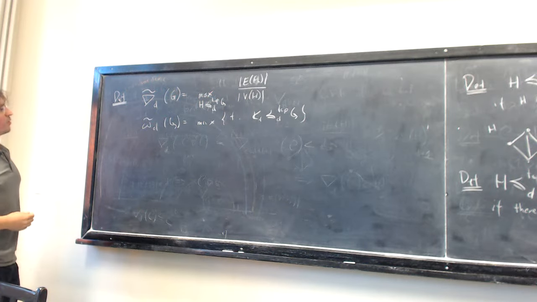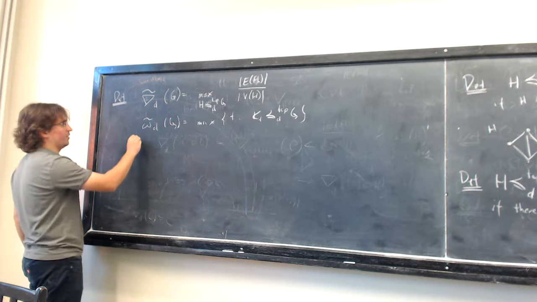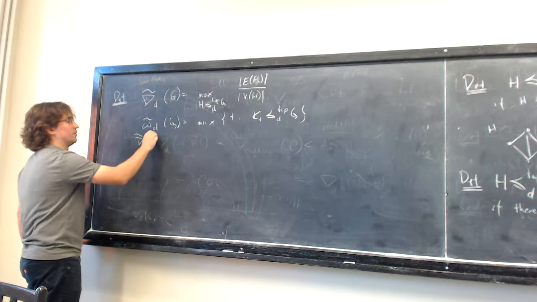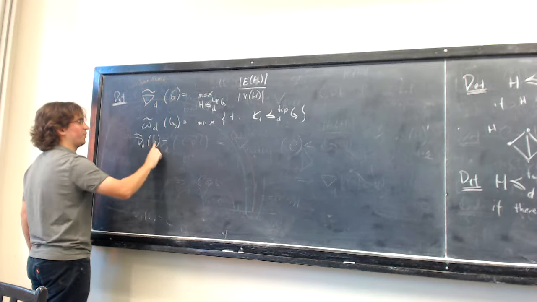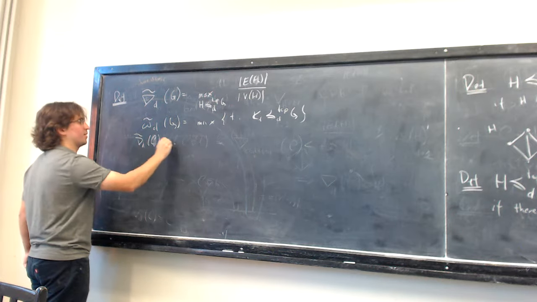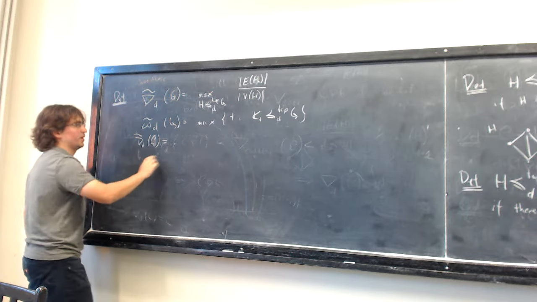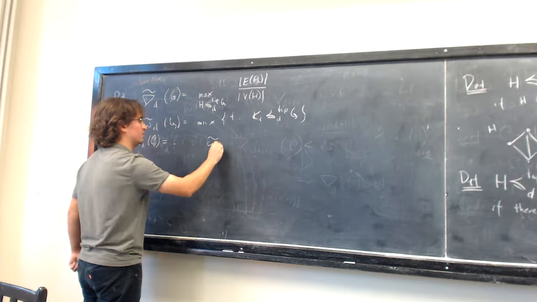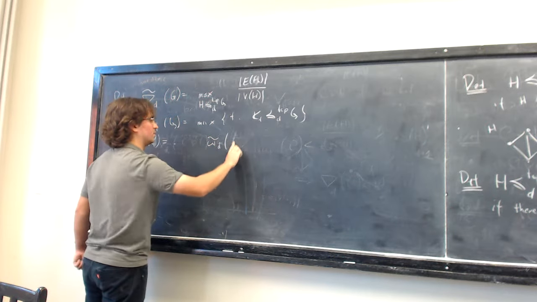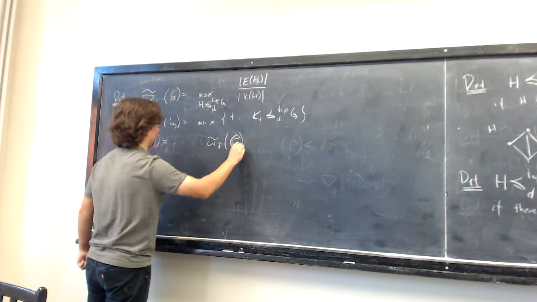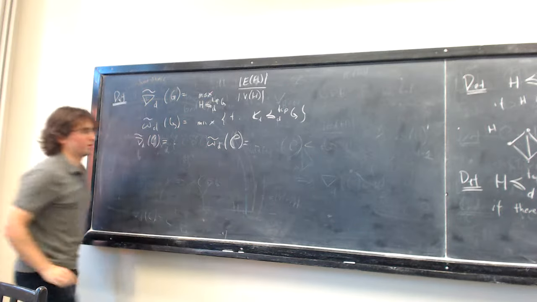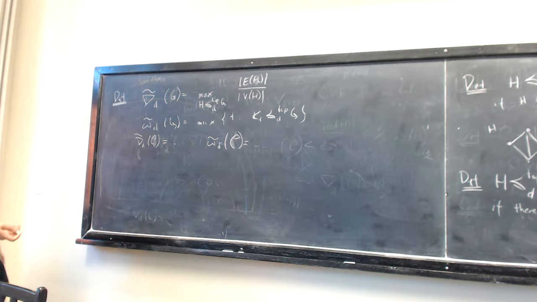Yes? So these are the two notions. I can define graphs of a whole class of graphs in the same manner as a supremum, and the same for omega. So this is the supremum over all graphs.